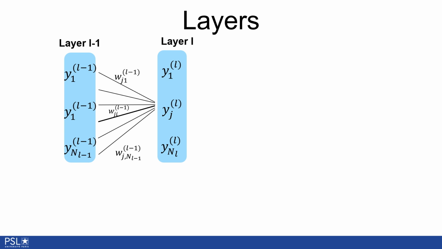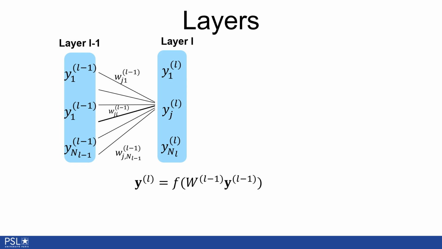Each neuron J in layer L multiplies the outputs of layer L-1 by its own set of weights, so that the synaptic weights between layer L-1 and L depend on two indices: the index of the postsynaptic neuron J and the index of the presynaptic neuron I. The set of weights between layers L-1 and L therefore defines a matrix which we will call W with a superscript L-1.